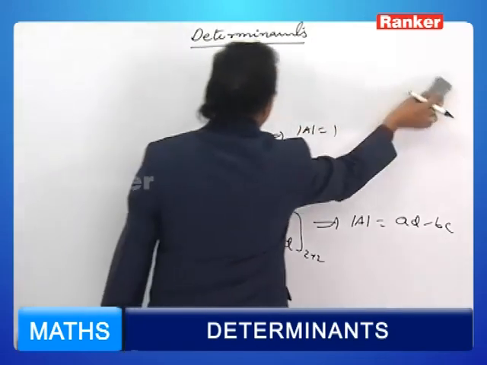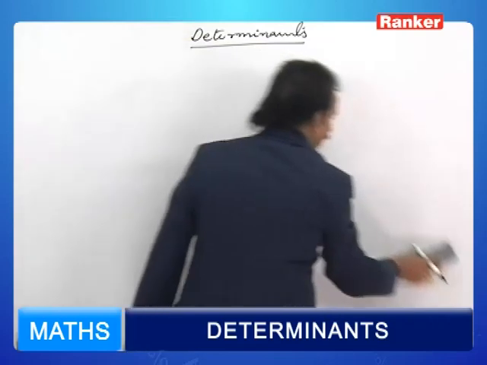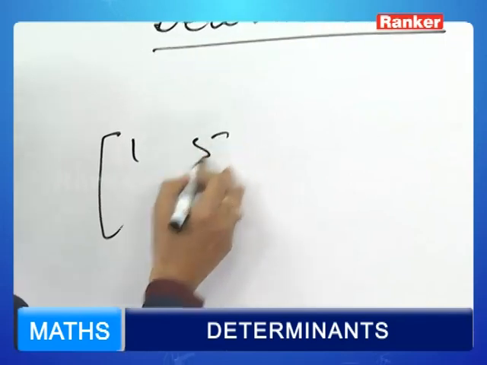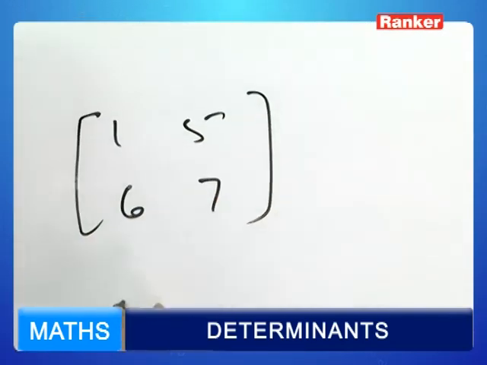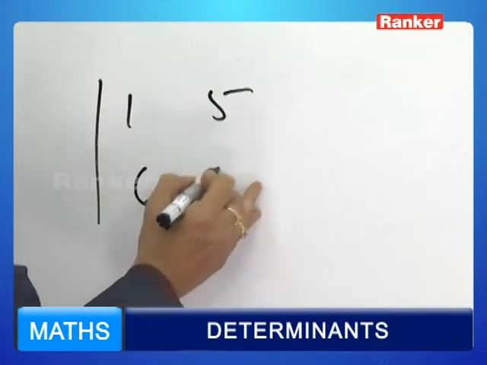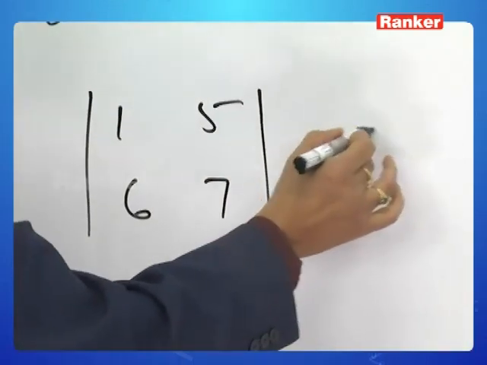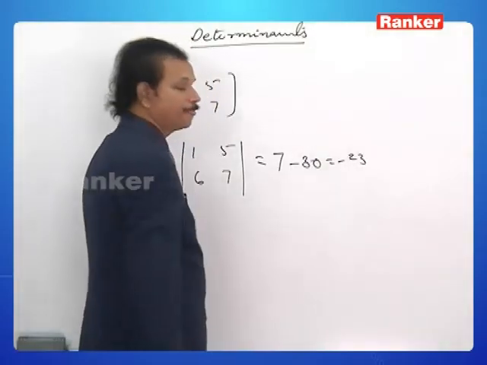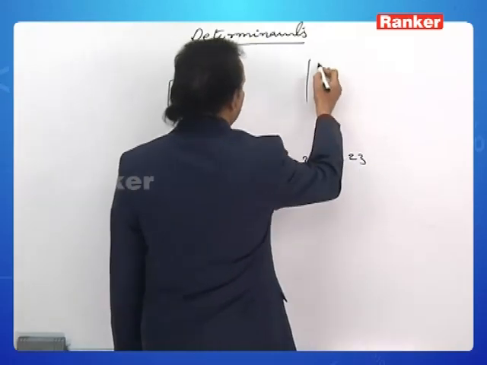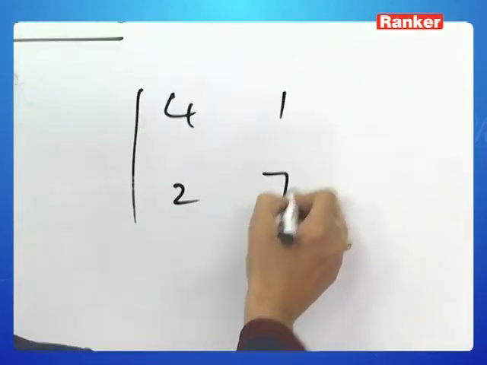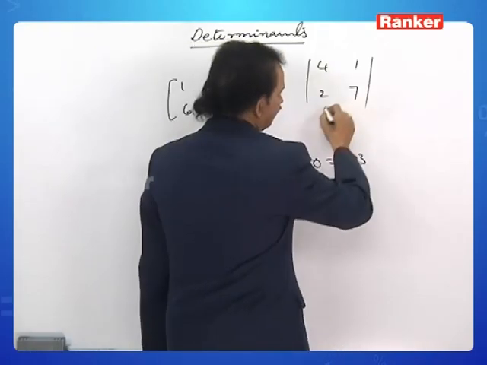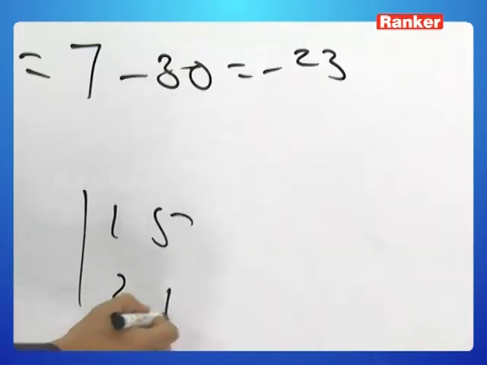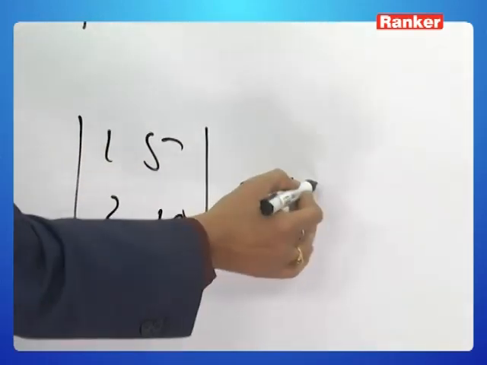Let us now observe some 2 by 2 determinants. Moreover, we are in the habit of writing it this way: if you write like this, it is a matrix; if you write like this, it is the determinant of the matrix. What is that? AD is 7, BC is 30. 7 minus 30 is minus 23. Okay, one more. 4, 1, 2, 7. Come on, what is the determinant? 28 minus 2 is 26. One more. 1, 5, 2, 10. Come on, this is 10 minus 10, which is 0.